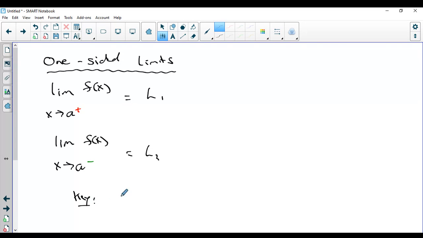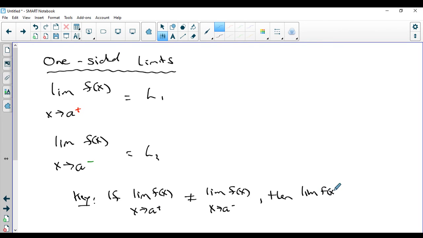All right, now if that's not the case, maybe we'll write a note or key here. All right, if the limit of f of x as x goes to a strictly from the right does not equal the limit of f of x as x goes to a strictly from the left. So in other words, limit from the right doesn't equal the limit from the left. If that happens, then we say the limit of f of x as x goes to a does not exist.